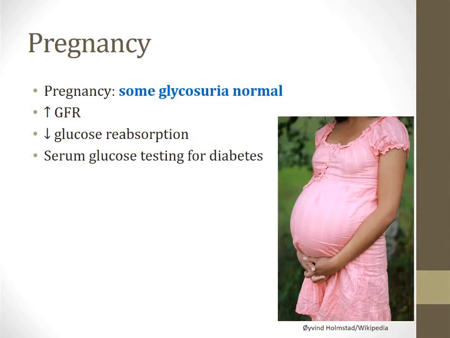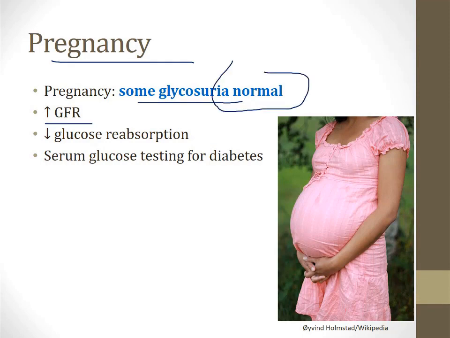It is very, very high yield to know that in pregnancy, some glucose in the urine, or glycosuria, is normal. The reason for this is because the GFR goes up in pregnancy as the plasma volume goes up. In addition, there is evidence that there's some decrease in glucose reabsorption. For this reason, if you want to screen mothers for diabetes occurring in pregnancy, you need to use serum glucose testing, because finding some glucose in the urine doesn't necessarily mean the pregnancy is abnormal.